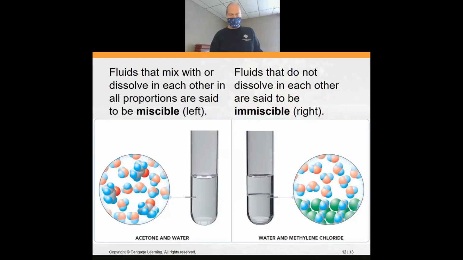When you have two liquids, in this example acetone and water, they completely mix together and it looks like one single solution. It is one single solution. When two liquids mix together, that is called miscible. If you put water with methylene chloride, or water with gasoline, those would be immiscible. They do not mix, and you will see a separation between the two liquids.